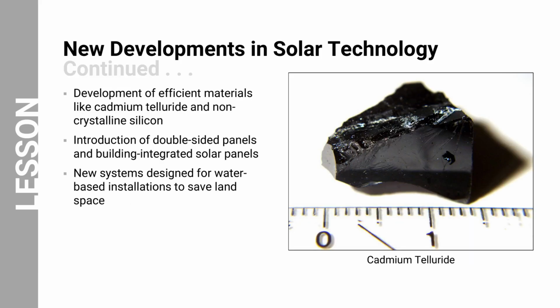Scientists are constantly improving solar panel technology. They are creating more efficient materials like cadmium telluride and non-crystalline silicon. Innovative designs now include double-sided panels and panels integrated directly into building surfaces. Some exciting new developments even include floating solar arrays that can be placed on water instead of land.